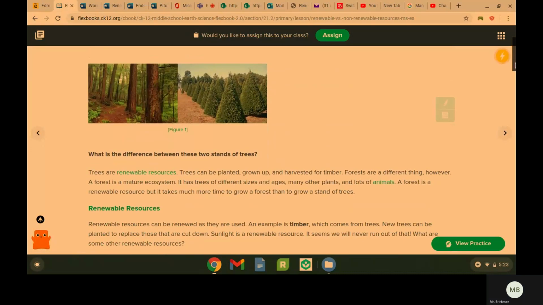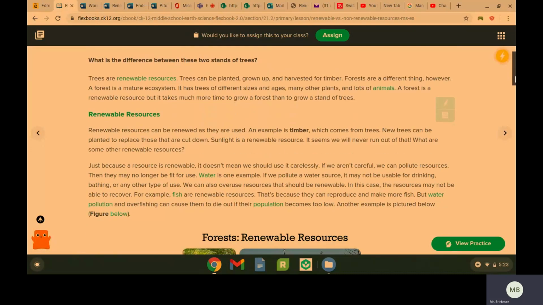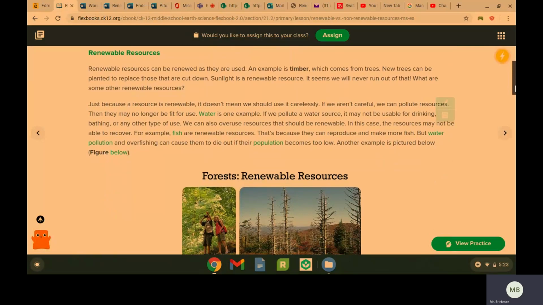Okay. So renewable resources are obviously resources that can be renewed as they are used. An example of this is timber. Timber comes from trees. We can always plant new trees to replace those that we cut down. Sunlight is also renewable. All right. Wind would be a renewable resource.